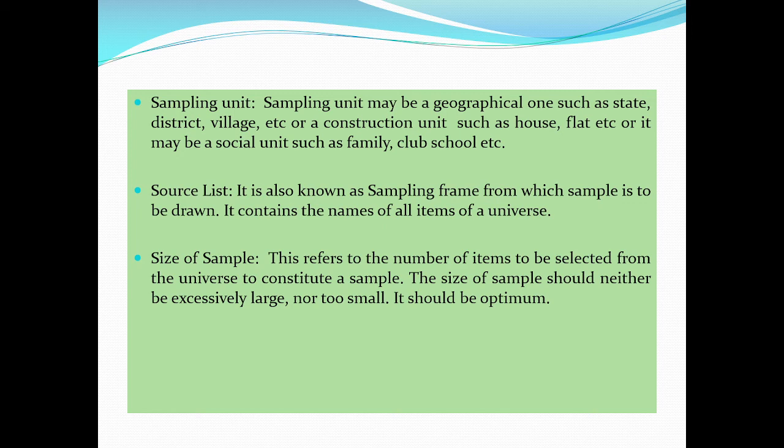Next is the size of sample. This refers to the number of items to be selected from the universe to constitute a sample. The size of sample should neither be excessively large nor too small. It should be optimum. An optimum sample is one which fulfills the requirements of efficiency, representativeness, reliability, and flexibility. While deciding the size of sample, a researcher must determine the desired precision as also an acceptable confidence level for the estimate. The size of the population must be kept in view, for this also limits the sample size.